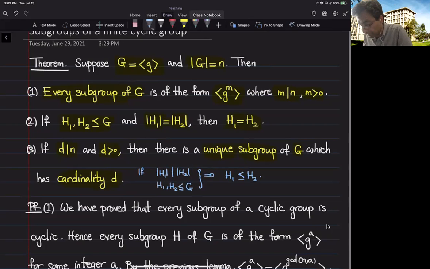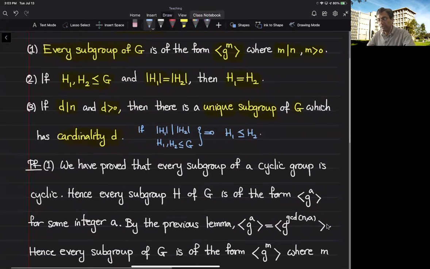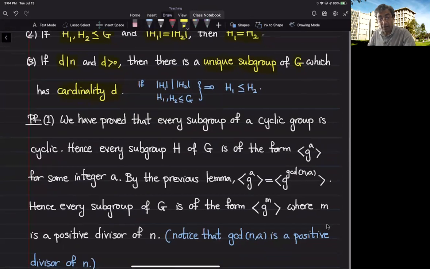Okay, let's start with the first part, that every subgroup of G is of the form cyclic group generated by g to the m, where m is a positive divisor of n. We have already proved that every subgroup of a cyclic group is cyclic. So if I give you H, a subgroup of G, then it is cyclic. It's generated by one element, but every element of G is of the form g raised to the power a. So H is of the form cyclic group generated by g to the a for some integer a.